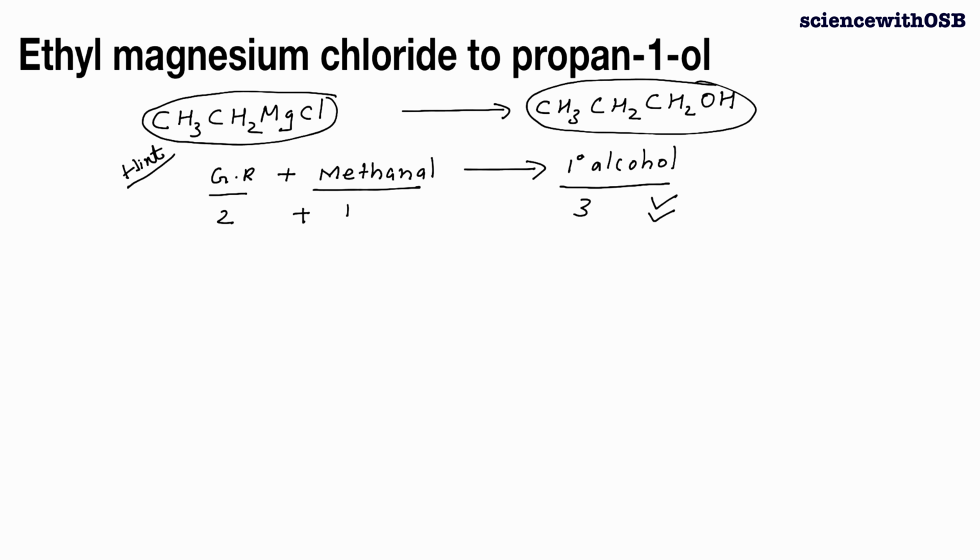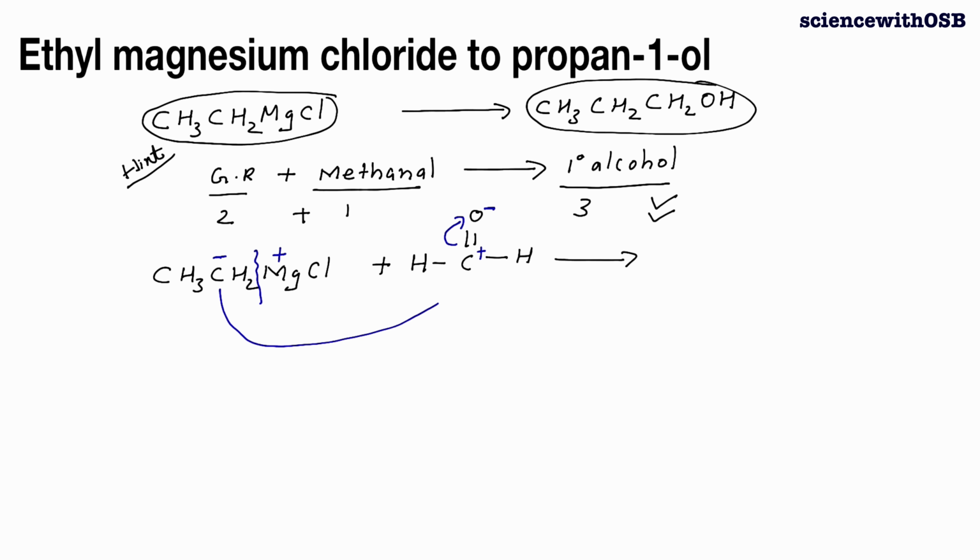Now we can do the conversion. So the Grignard reagent is CH3CH2MgCl. Correct? It is reacting with methanal. What is methanal? HCHO. Now how does the reaction happen? See, this bond shifts towards here. Oxygen becomes negative, carbon becomes positive. This bond will break. C becomes negative, Mg becomes positive, and this C will go towards this carbon, Mg goes towards oxygen.